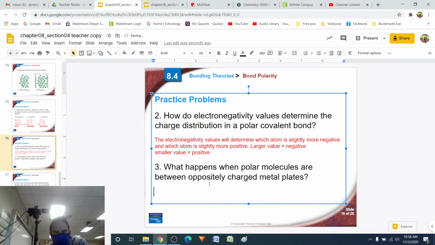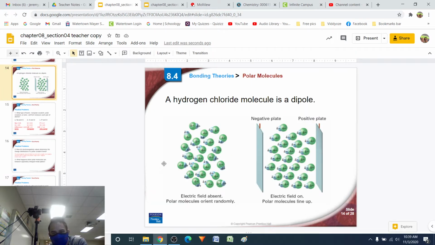There we go. Okay. Number 3, what happens when polar molecules are between oppositely charged metal plates? All right, so there's a picture here that shows this, but because polar molecules essentially have slight charges on them, when you put them between two magnetic plates, the molecules will essentially arrange themselves in a way that the slightly negative end will be towards the positive plate and the slightly positive end will be towards the negative plate. So they kind of tend to line up.